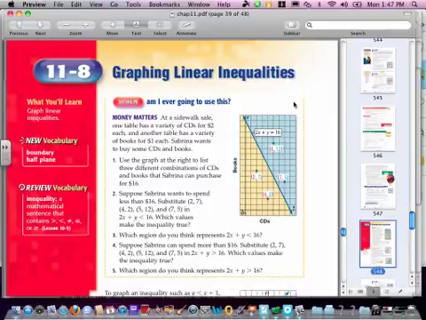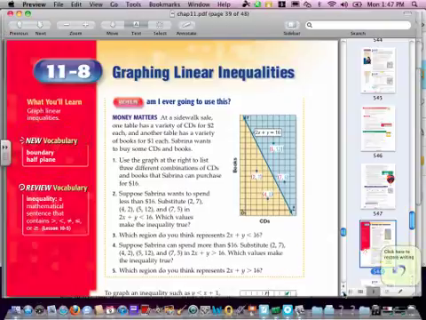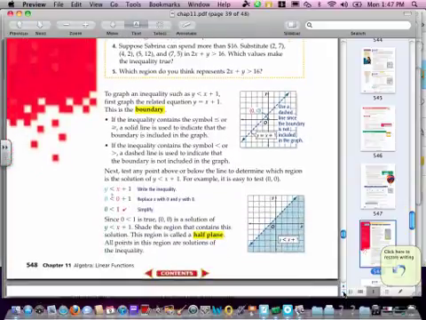Section 11.8, Graphing Linear Inequalities. Once again, vocabulary. Jot those down, put them in your notes, and let's jump into this. Let's slide down past this one.